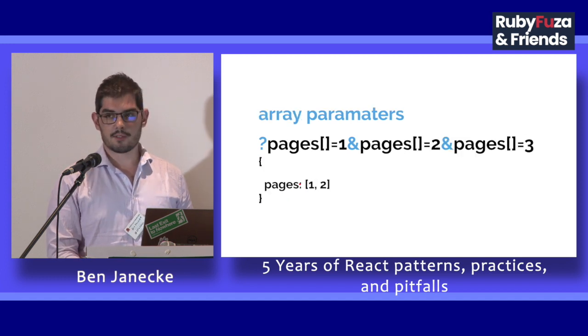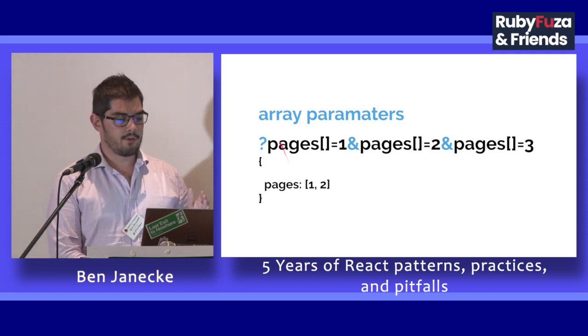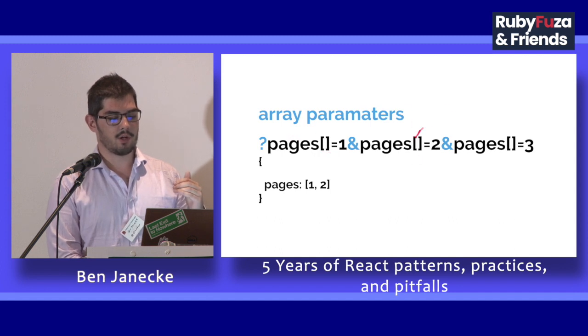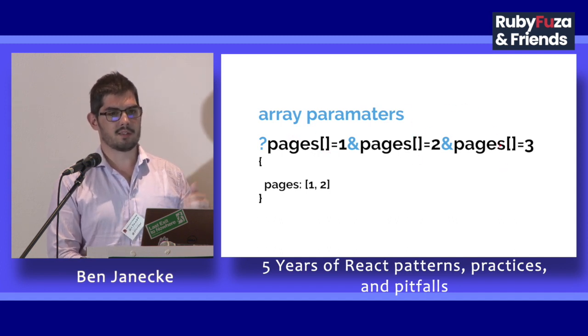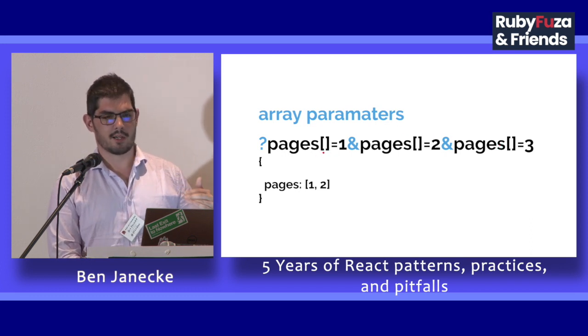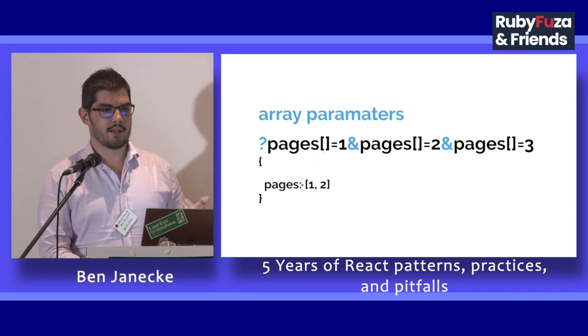Next are array parameters. So there's two variations of array parameter. The one where you explicitly say braces, this is a list, this is a list, this is a list. Some frameworks support not having this, and if you have multiple query parameters with the same name, they turn it into lists. I prefer being explicit and declarative with the braces. Okay, and that's a JSON representation of that again.